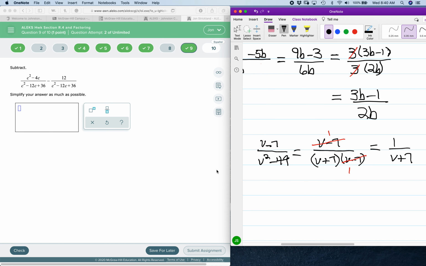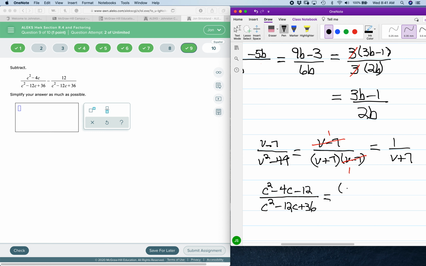Okay, for this particular problem, we are working with the variable c. So I have c squared minus 4c over c squared minus 12c plus 36, minus 12 over c squared minus 12c plus 36. Now we have the same denominator, so I can go ahead and combine the numerators. I can join together, whereupon I have c squared minus 4c minus 12, all over c squared minus 12c plus 36.